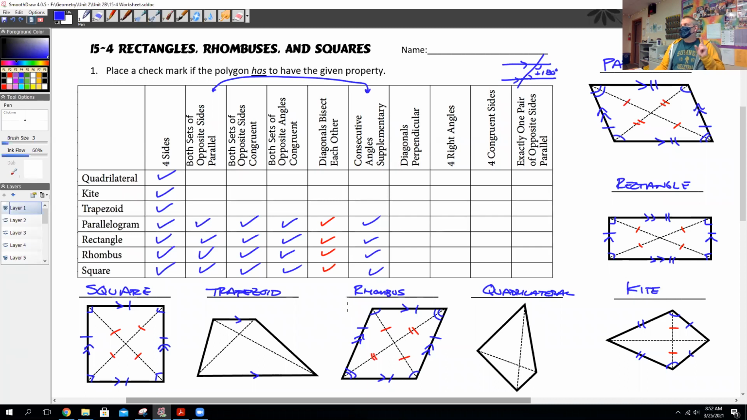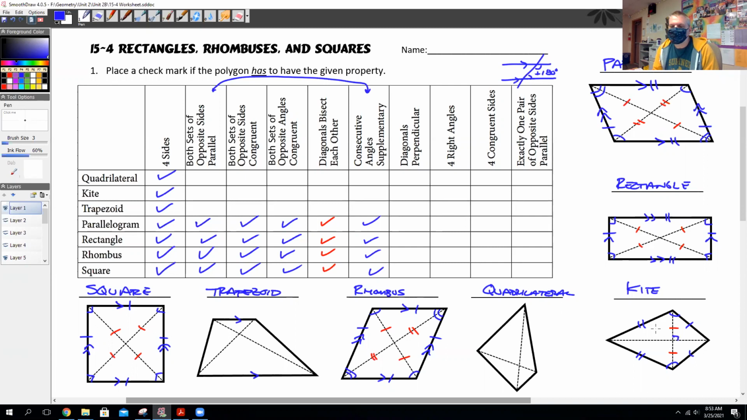What kind of angles do they make with each other? There we go, 90-degree angles. So if they're perpendicular, they're going to have 90-degree angles. Does this look like they're all 90-degree angles? No. Nope. How about rectangle? Nope. How about kite? Yeah, that one is.